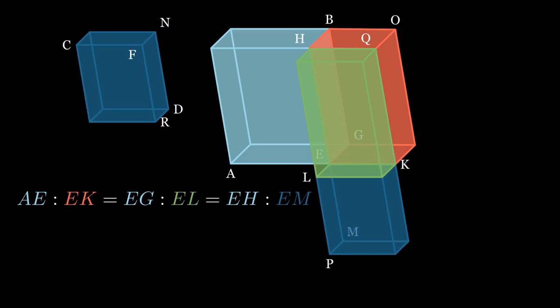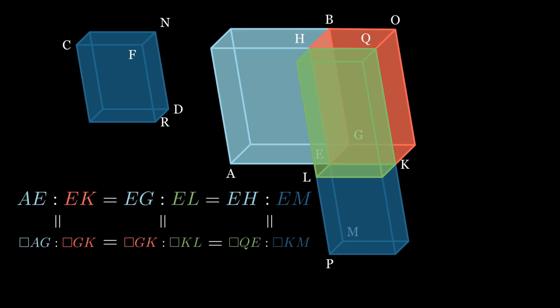Focus on the parallelograms AG plus GK. We've shown previously in proposition 6.1 that AE to EK is proportional to parallelogram AG to parallelogram GK, and the same goes for EG to EL being proportional to parallelogram GK to parallelogram KL, and EH to EM being proportional to parallelogram QE to parallelogram KM. Putting this together shows parallelograms AG to GK is proportional to GK to KL, which is proportional to QE to KM.